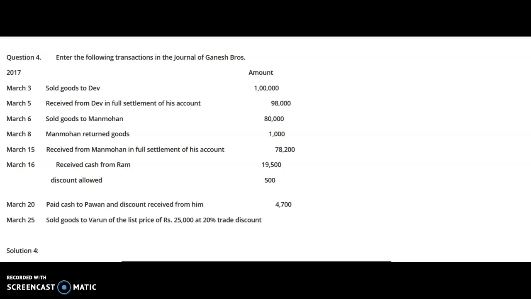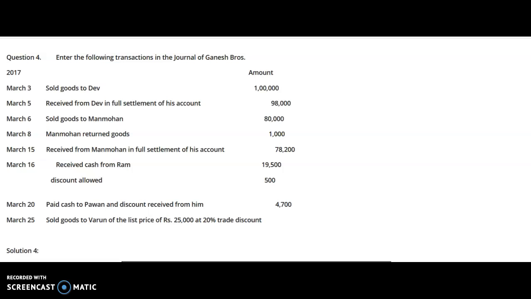With reference to this transaction, sold goods to Dev, as I shared, it is very simple. The word cash is not given, only the name of the party is given, so it will be regarded as a credit transaction. Now what accounts are there in this transaction? Very simple: one is of Dev and the second is of sales, the goods being sold. Goods are part of the assets, so they will be regarded as a real account, and Dev's account will be regarded as a personal account.